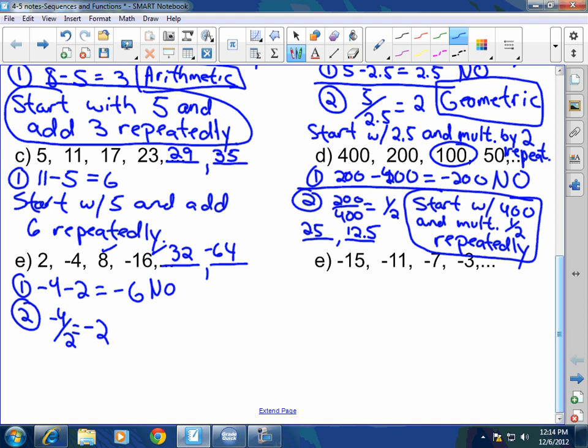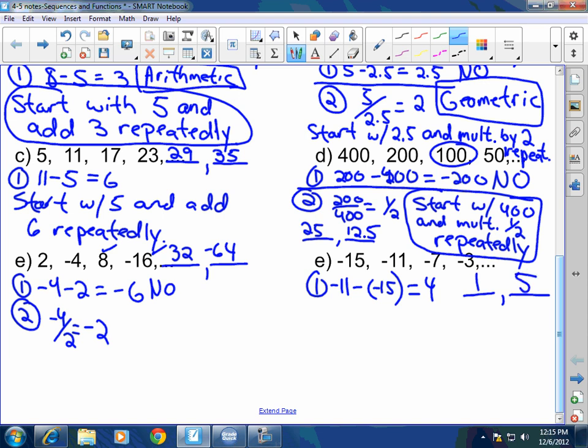Now, first test, -11 minus -15. Please be careful with that example. It's not -11 minus 15. It's the second value minus the first value. So it's -11 minus -15. What's -11 minus -15? +4. What's -15 plus 4? -11. What's -11 plus 4? No, -7. So does this work? What are the next two terms?